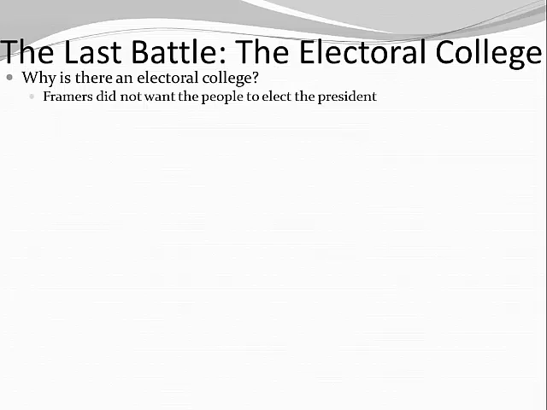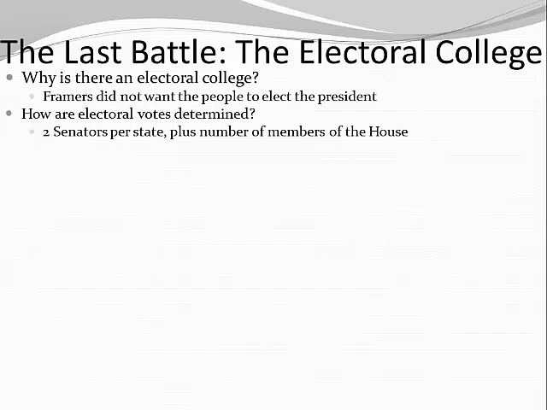Well, the framers did not want the people to elect the president. They were afraid about the general people voting for the president. So let's talk about how electoral votes are determined.